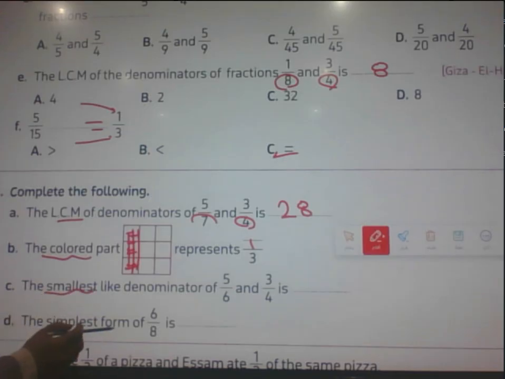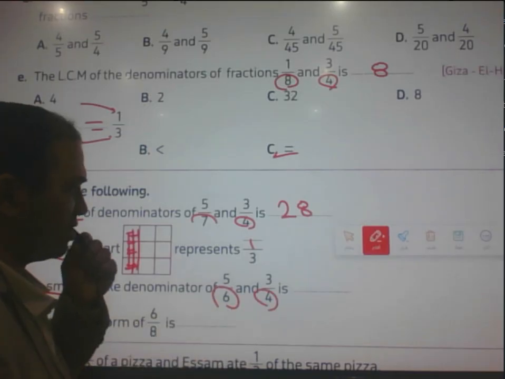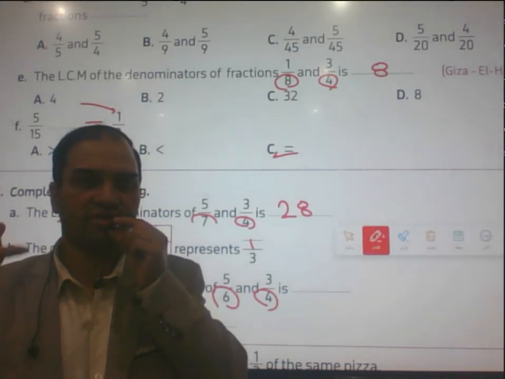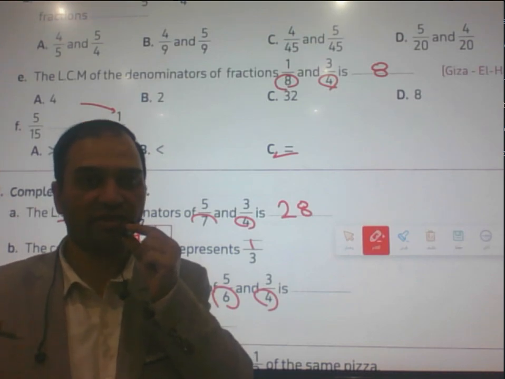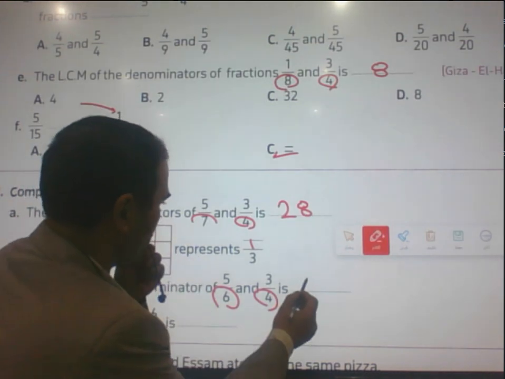The smallest common denominator of 6 and 4, who can tell me? 6 can't be divided by 4. Then 6 plus 6 equals 12. Then 12 is the least common multiple between 6 and 4. We can write here 12.